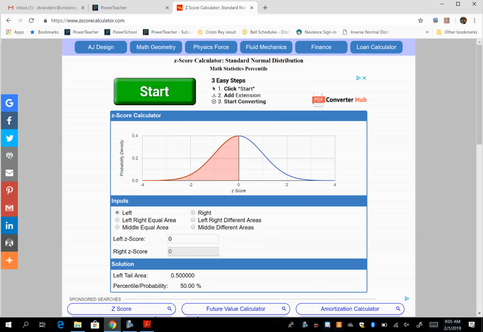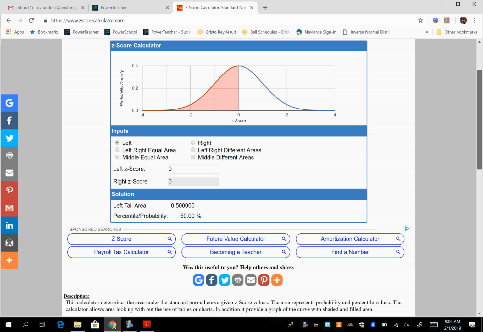zscorecalculator.com. Does yours look like this, just smaller? Okay. Now, do you guys see where it says inputs? I see inputs. There's 6 options. Which one am I going to pick? The right. Very good. So select right. Now, right now, it's giving me the probability of my values being to the right of a z-score of 0. And you can see that that answer is 0.5 or 50%.